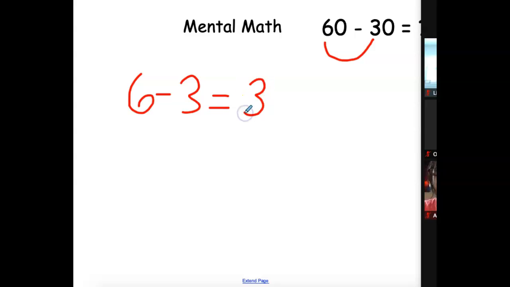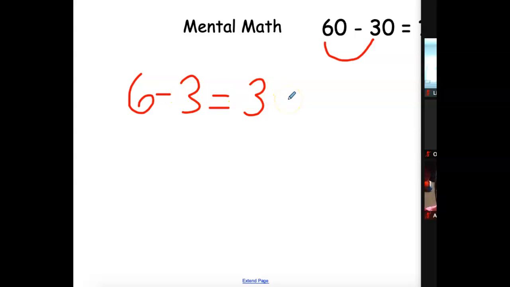I can use a few different strategies to figure that out. I can put 6 in my head and count back 3: 5, 4, 3. I might know that 3 plus 3 is a doubles fact. So if 3 plus 3 equals 6, 6 minus 3 equals 3.